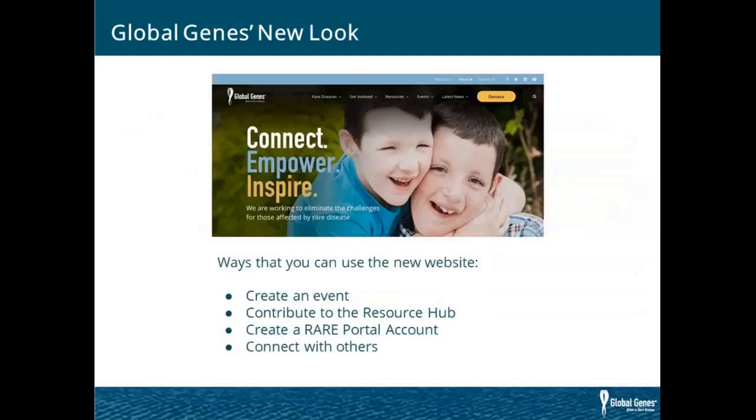I'd like to first mention the news about the Global Genes website. For those of you who were on our last webinar, you know that Global Genes launched a new website. As Foundation Alliance members, you have exclusive opportunities to participate in our resource hub, in the events hub, and also to create a portal account. If you have any questions about this, feel free to connect with me. It's a great way to connect with others and see what events are happening in the rare disease community worldwide.